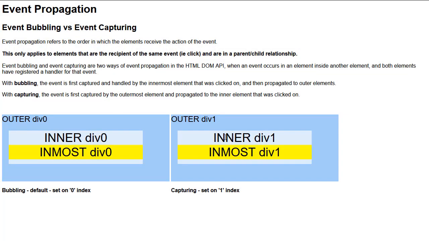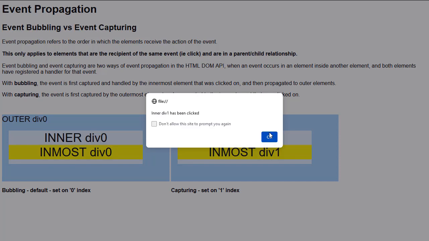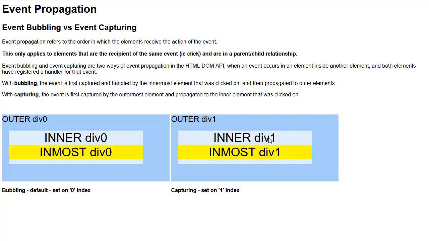If I click on inner div, it's going to start at the top. It's going to go from outer to inner. So I click on inner div. Now it's going to outer. Now it's going to inner. If I click on outer, that's the only event that's going to occur.